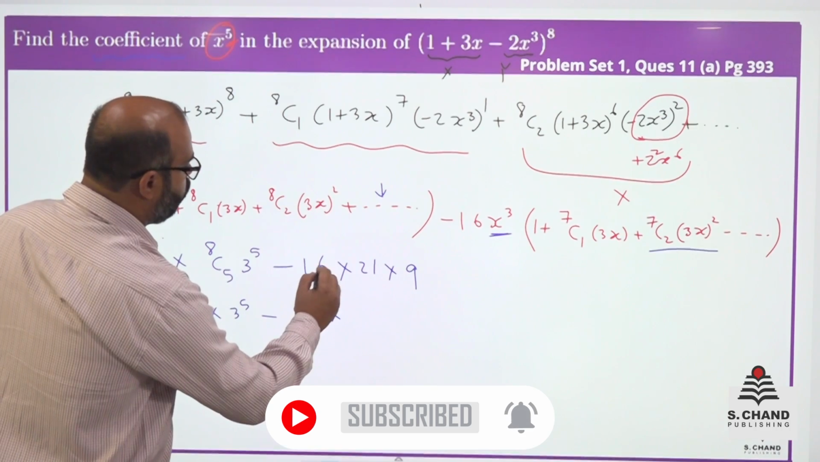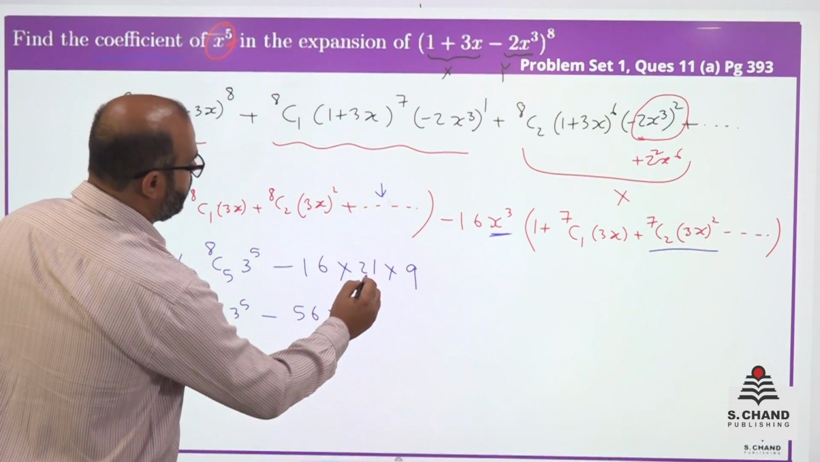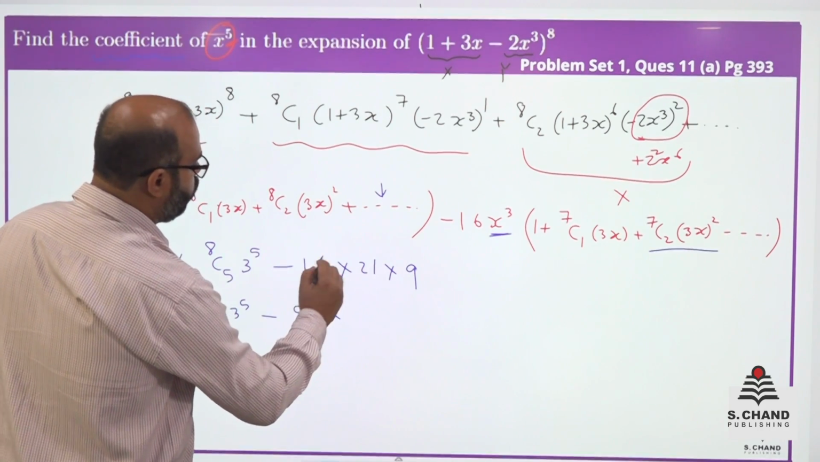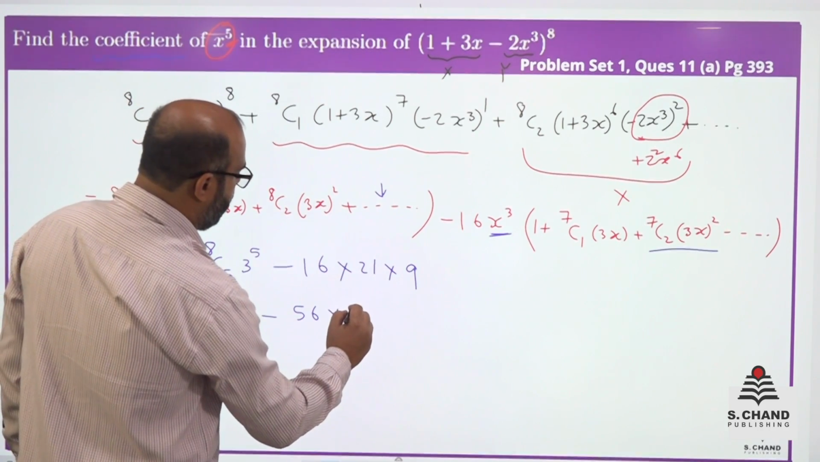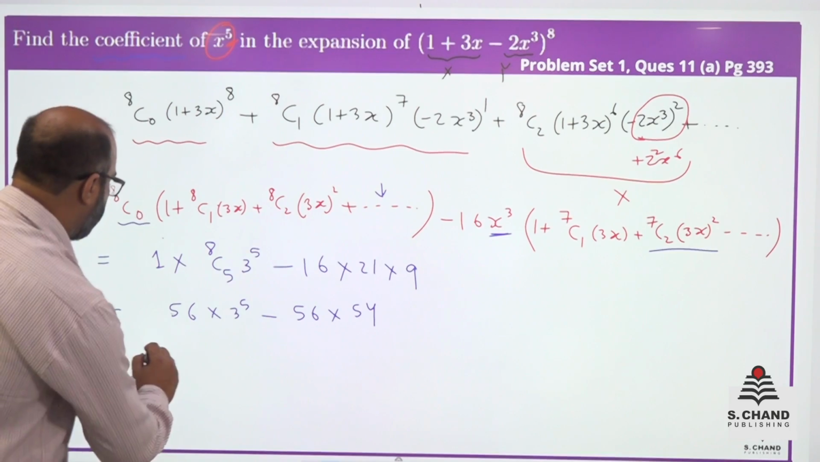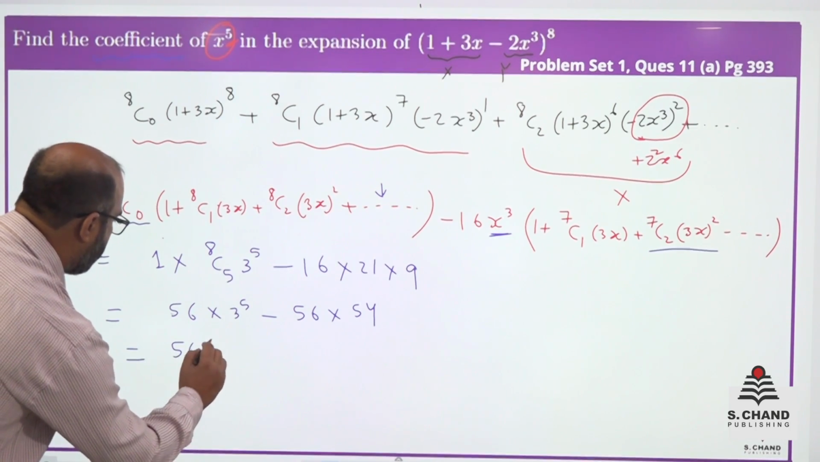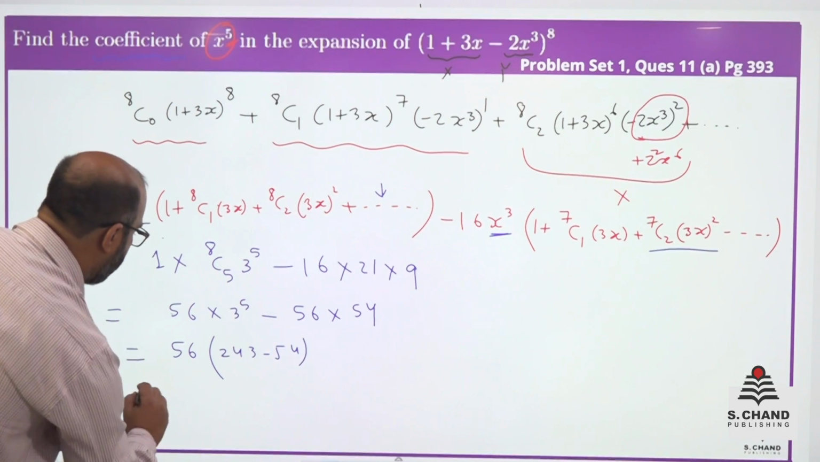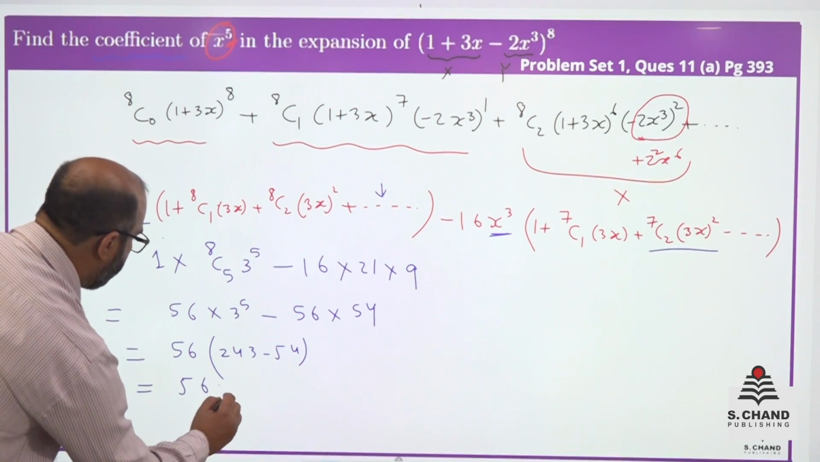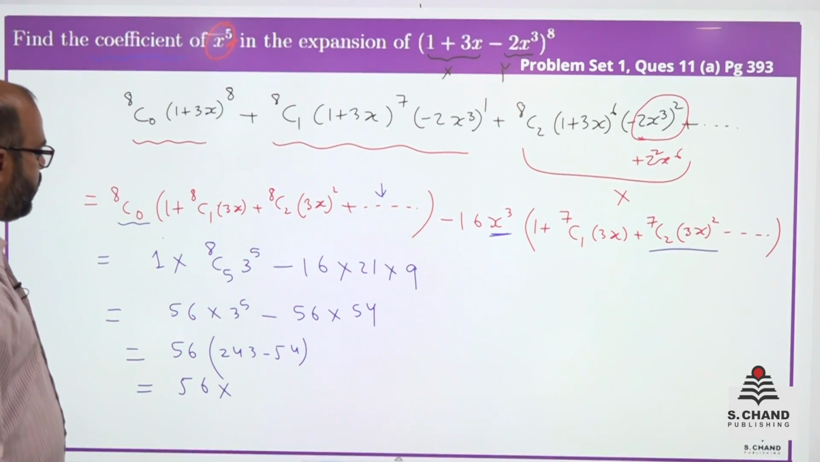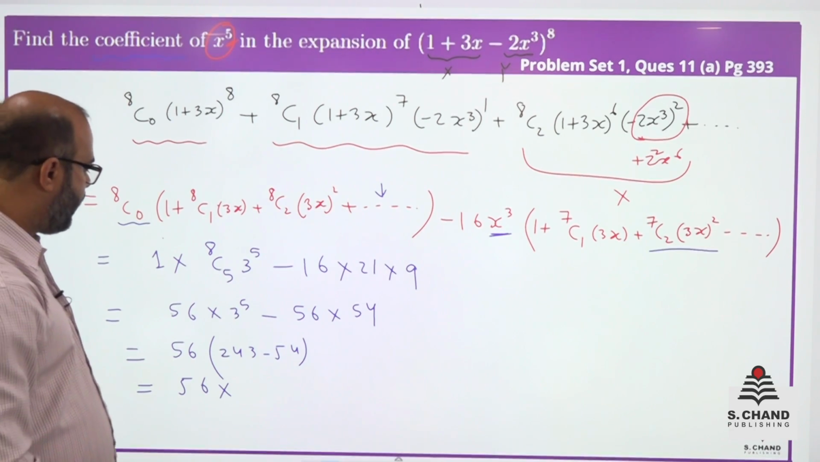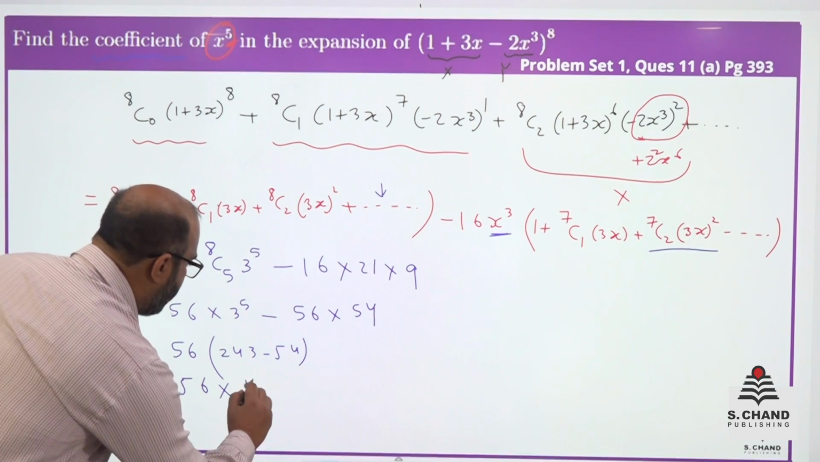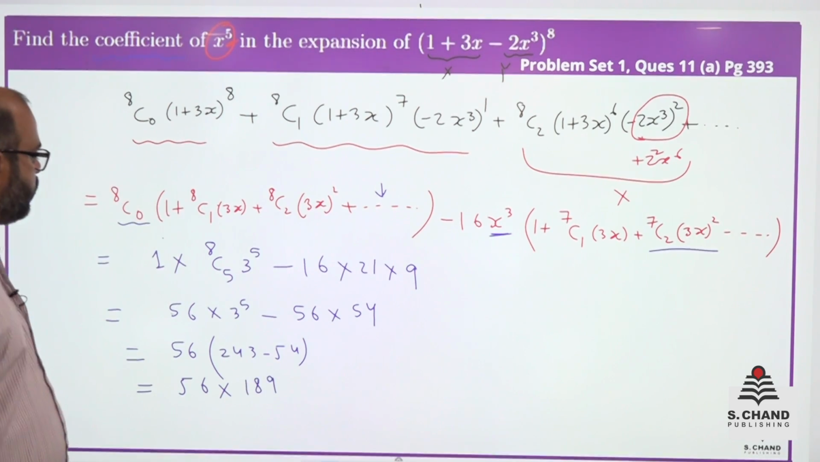And this will give 2, and this will give 6, 9, 6, 54. So this will be 2 into 3, 6, 9, 6, 54. So 56 is common. 3 to the power 5 is 243 minus 54 it will be. So this will be 56 into (243 minus 54), which is 189, right?